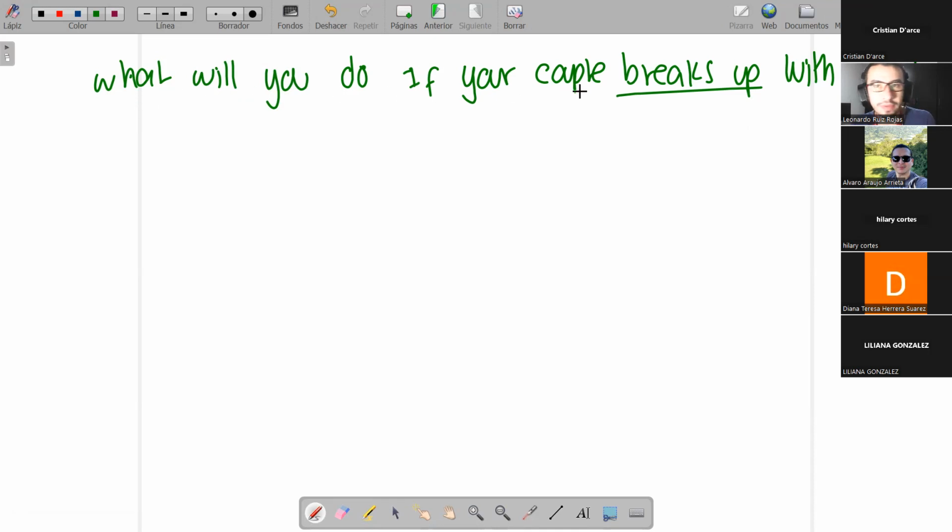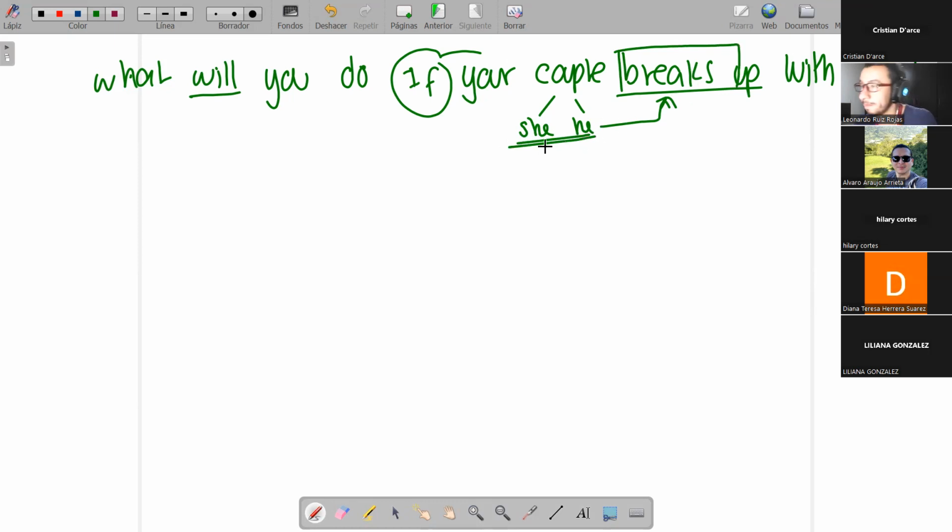Entonces, what will you do if your couple, como es he o she, ahí debo aplicar el presente simple en el verbo, si es en la condición. En la consecuencia no, porque como tengo el modal no pasa nada. Pero en la condición, como el verbo es en presente simple, tengo que tener cuidado de usarlo correctamente si el sujeto es tercera persona, ¿vale? ¿Ready? Yes, right. Listo, guys. Esta parte de la tercera persona, all clear? Yeah, it's clear. Listo, muy bien, guys. Very good.